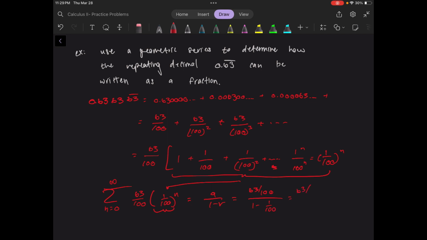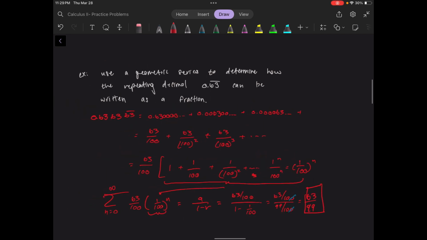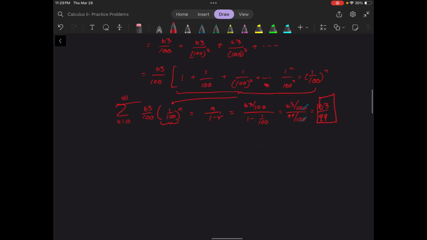We have 63 over 100 over 99 100ths, right? So we can cancel out the 100s. So really, this crazy decimal right here just turned into the fraction 63 over 99 if you sum up all of these terms, right? If you punch this into a calculator, it will give you 0.636363 repeating. So kind of a cool application that we can do with geometric series. Once again, this may or may not come up in your lecture.